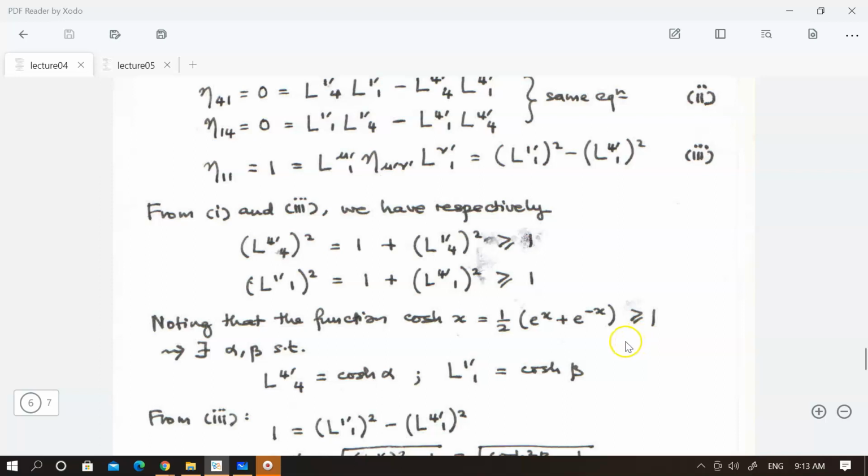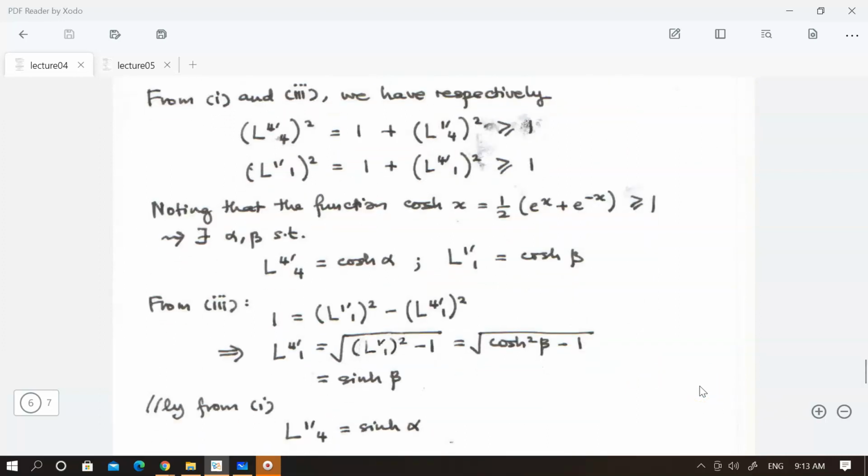Then one could essentially apply this to these two inequalities that we have seen above. So one assumes that there are two values of this x over here, one corresponding to the L4'4, which we write as cosh alpha, and one corresponding to L1'1, sorry, which we write as cosh beta. Okay, so you identify this as cosh alpha and cosh beta. One has to find out what would be the other matrix element of the Lorentz matrix.